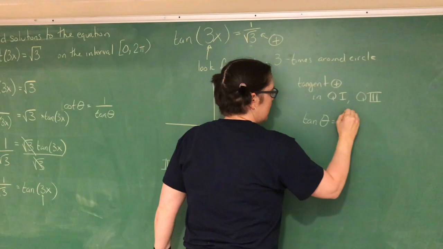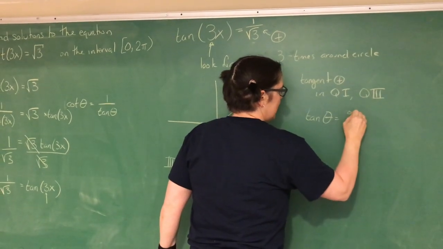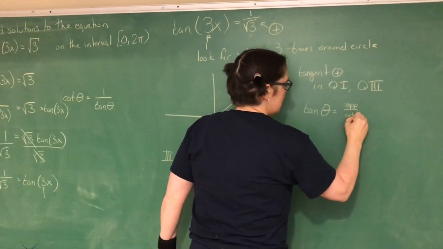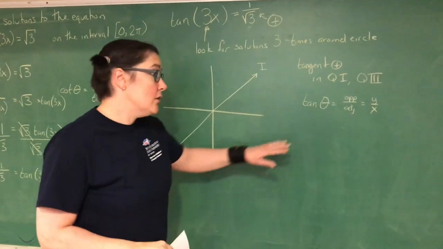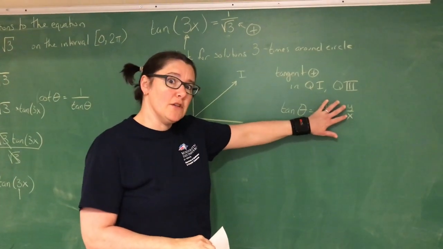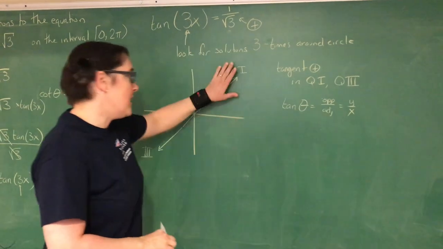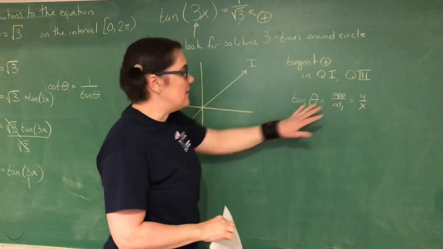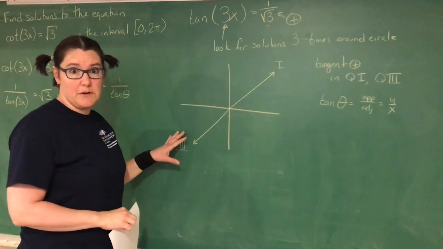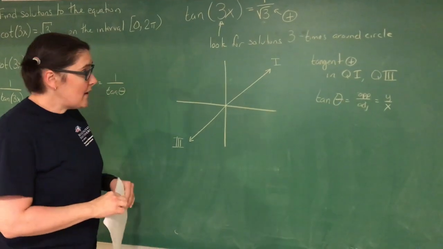Now, by the way, just as a thought bubble on this, tangent of an angle is opposite over adjacent, or y over x. And so the way that we get a positive value is when both the x and the y are positive, that's in quadrant 1, or when both x and y are negative, that's in quadrant 3.